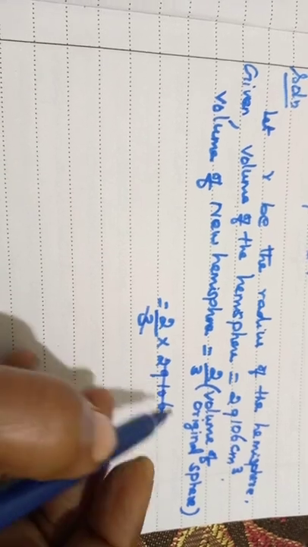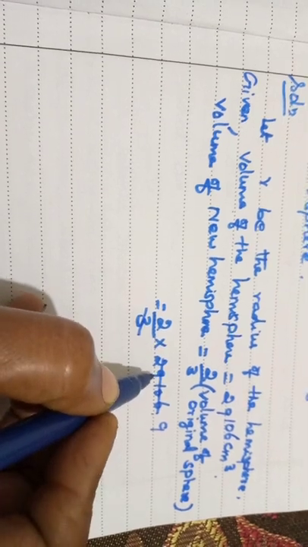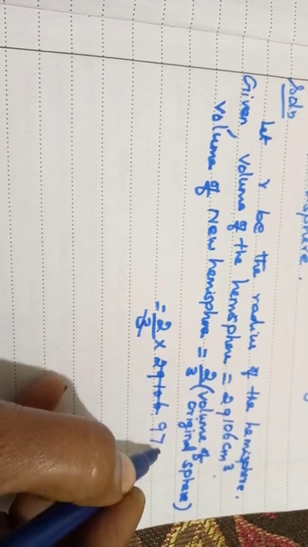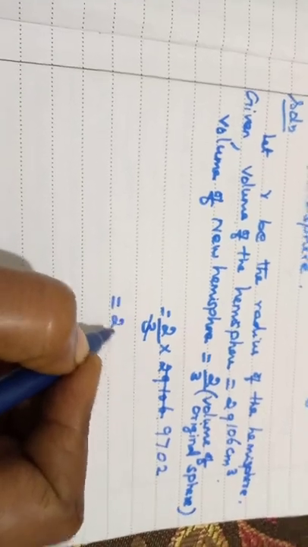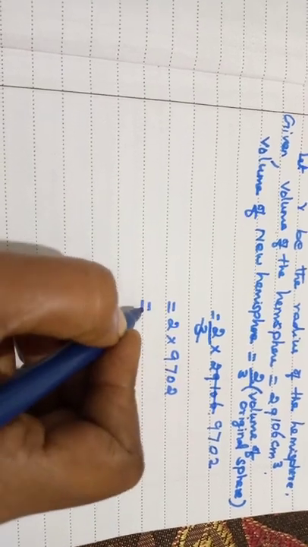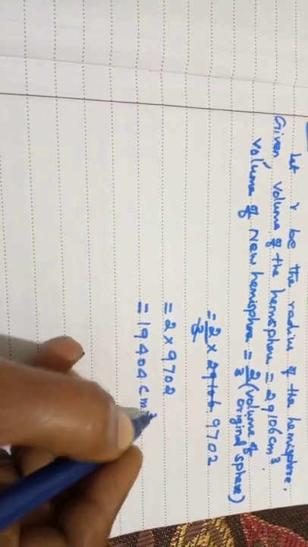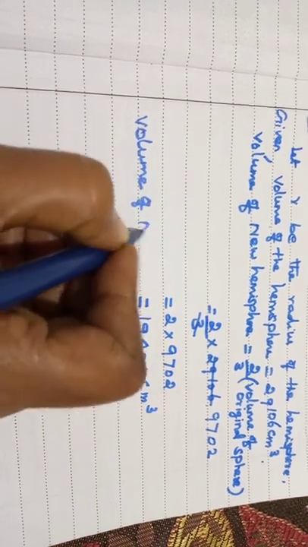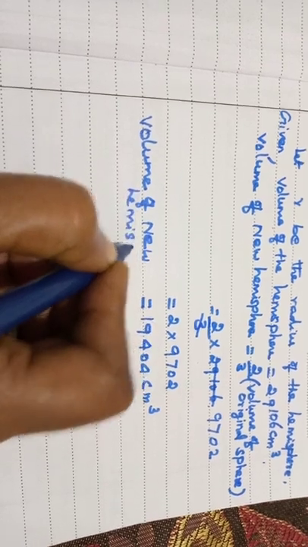So if we divide it, we get here 8. 9 threes are 27. 9 threes are 27, 2 balance. 2 and 1, 21. 7 threes are 21. 0 is there. 2 threes are 6. Which is equal to 2 into 9702. If we multiply, we get 19,404 centimeter cube. Okay, what is it? Volume of new hemisphere.